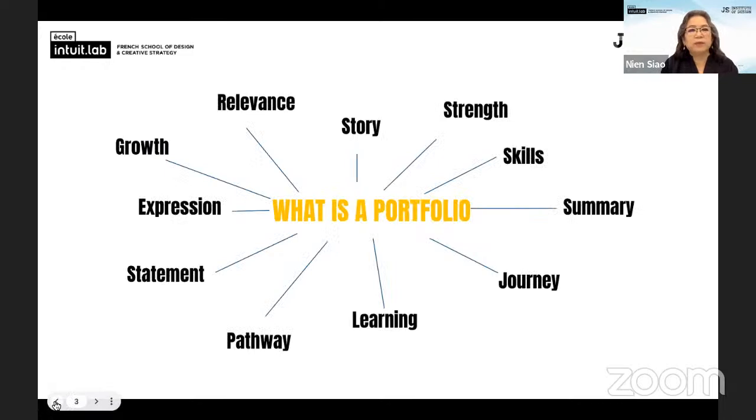So now let me take you to this. What is a portfolio? There are many things a portfolio should be about, and let's begin from anything. So it's a story. It's a story about yourself, about your journey, about what you believe in. It will showcase different strengths and skills that you have.